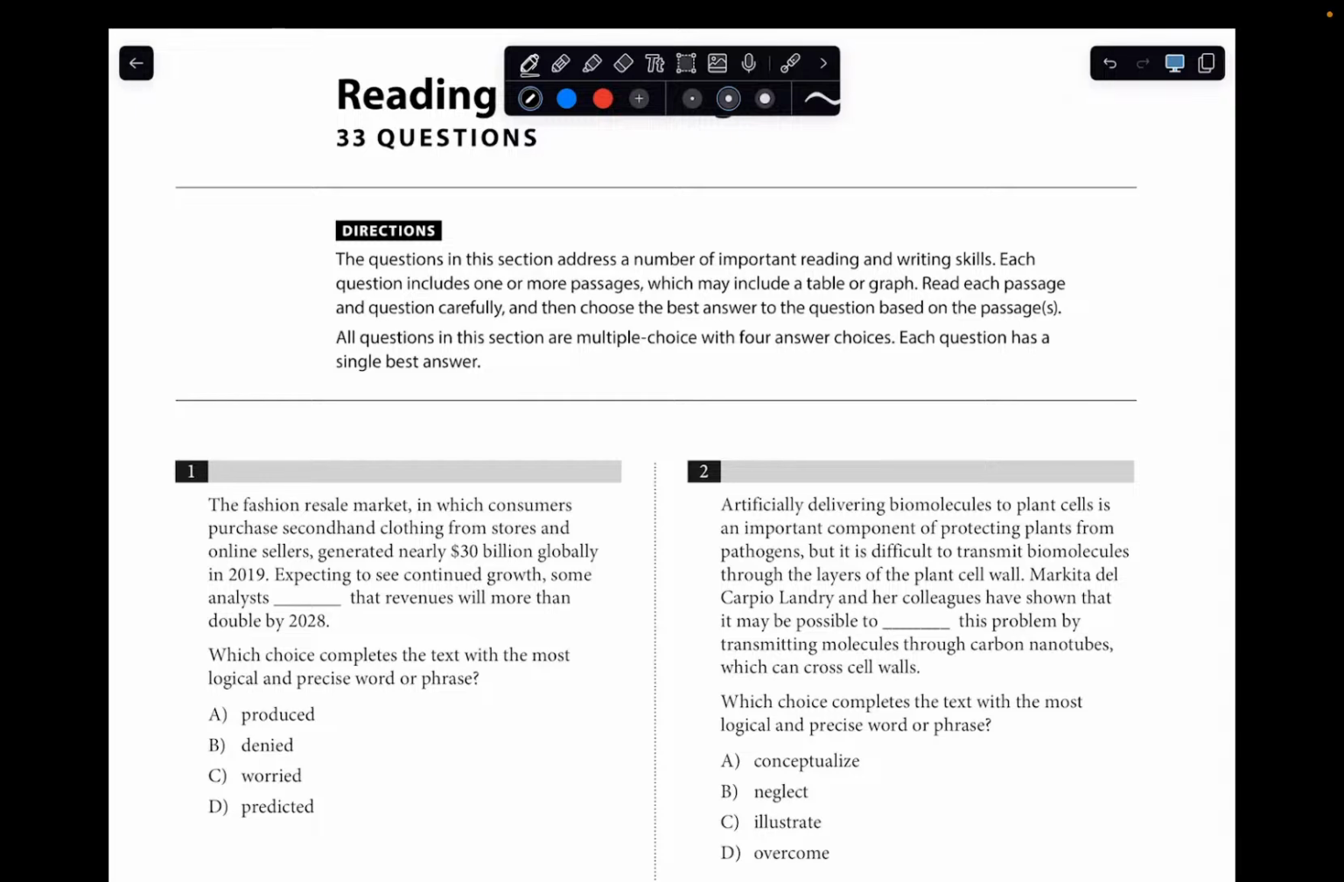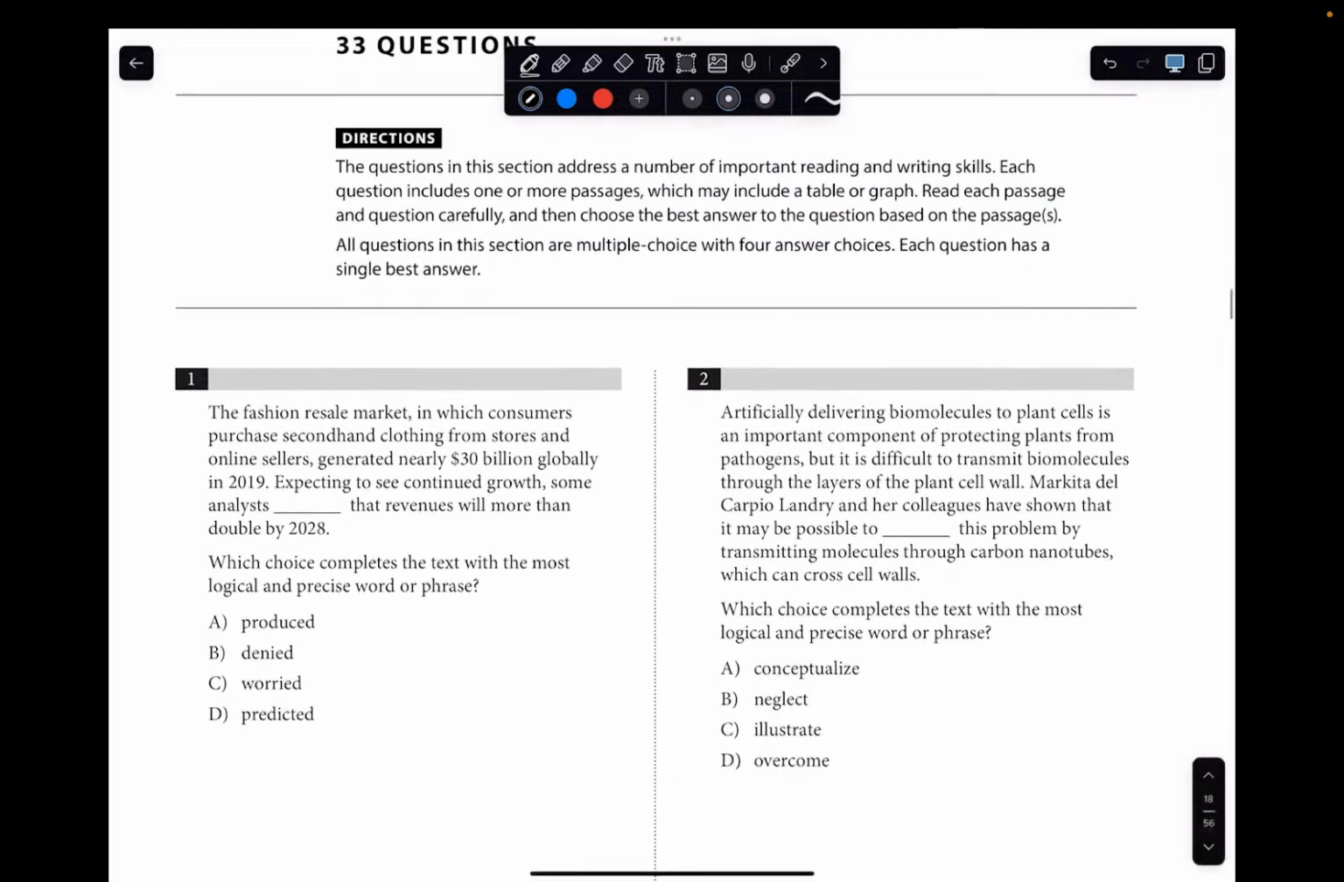First question is about resale. We were dropping something off that she sold on Depop. I've never heard of Depop. Yeah.